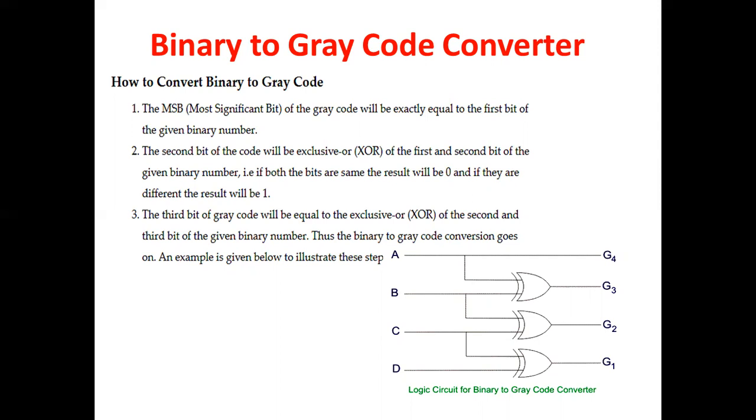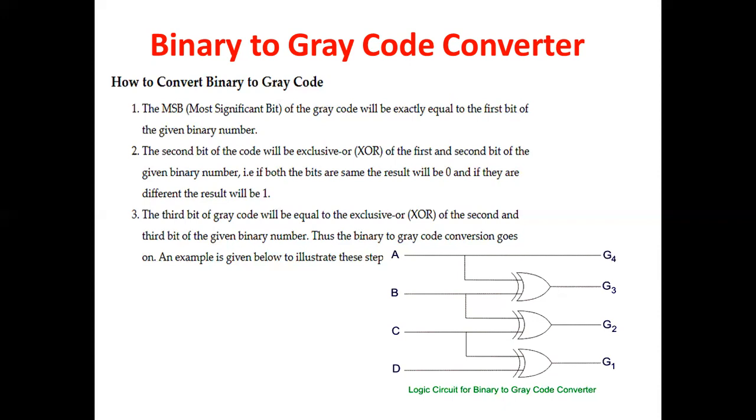For that, we have to take the given binary number as it is, then mark the LSB and MSB, that is the least significant bit and most significant bit, and then copy the most significant bit as it is, that is given in the first point. The most significant bit of the gray code will be exactly equal to the first bit of the given binary. It means that at the time of binary to gray code conversion, the steps were already discussed in the earlier part of this code converter session.